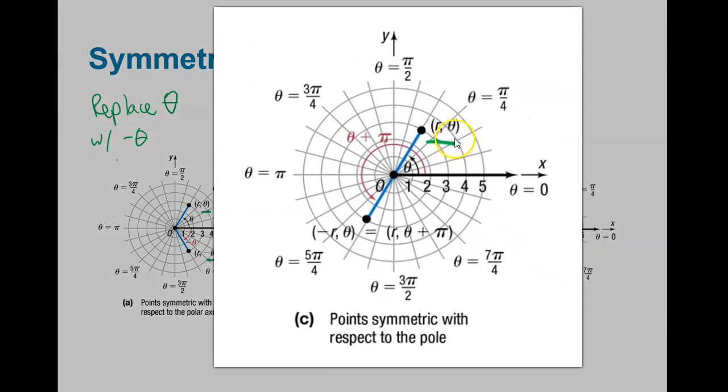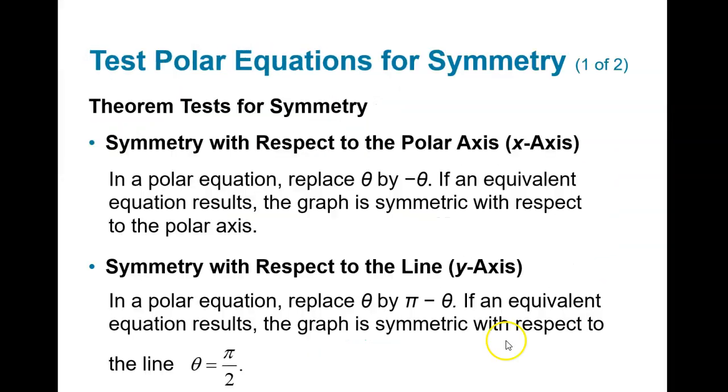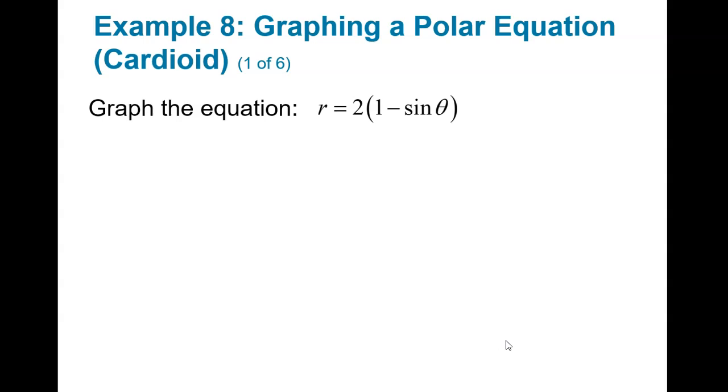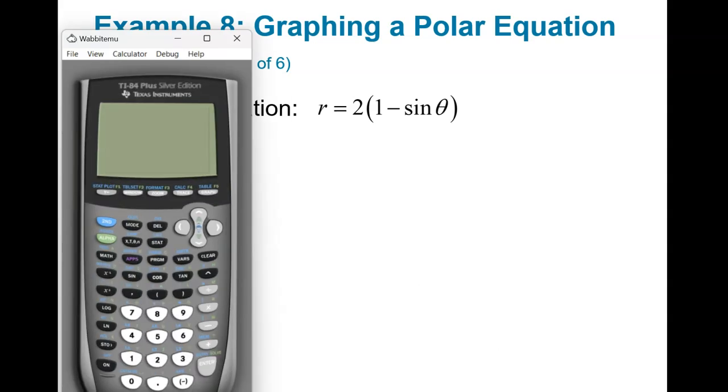And then for this one, we replace (r, theta) with (r, pi plus theta), or an equivalent check would be just to negate r and see if we can get back to what we started with. So there are the three tests written out in paragraphs, basically what we just drew. All right, so when we graph an equation, take the time to graph it in your calculator.